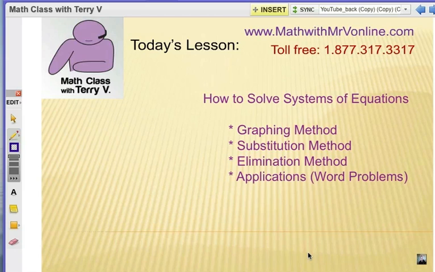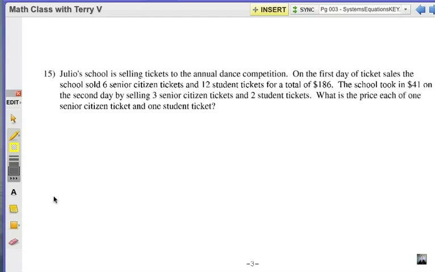Systems of equations, as you know, are two equations or more that have one solution. So in previous videos, I've gone through the graphing method, the substitution method, the elimination method, and now we're putting those to work in applications or word problems. I've got two word problems for you to try. All right, number 15, let's try this.